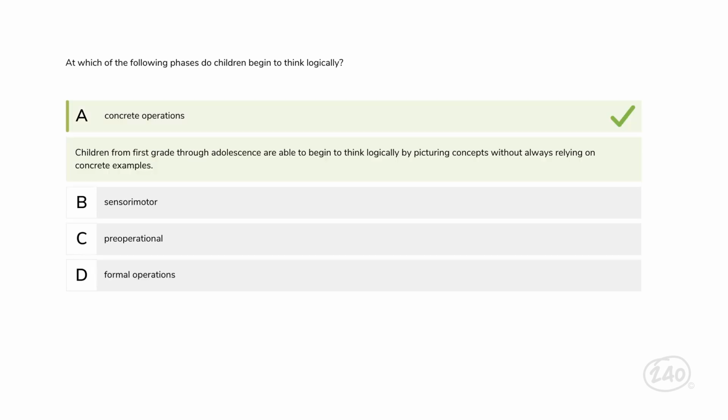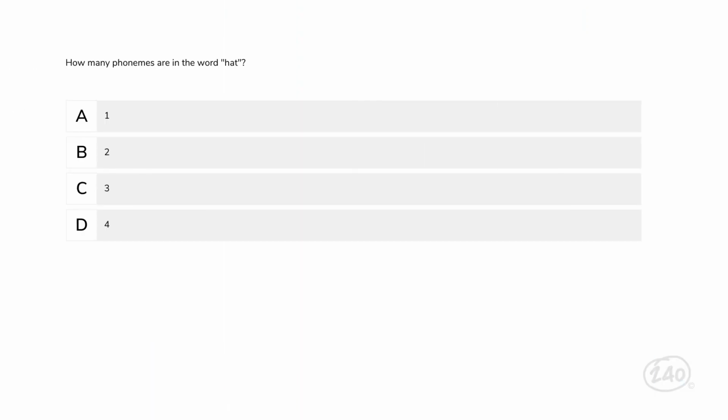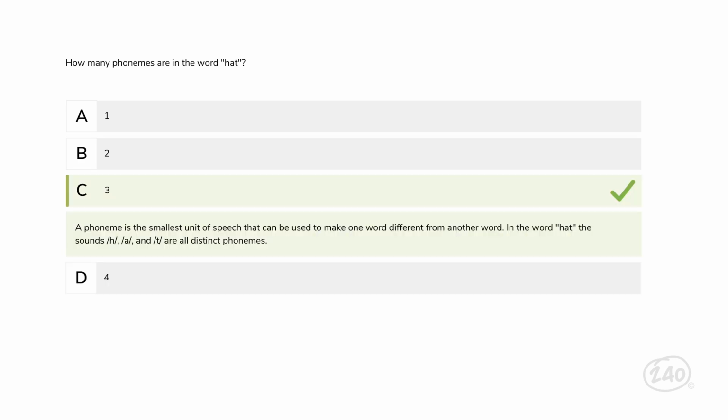Children from first grade through adolescence are able to begin to think logically by picturing concepts without always relying on concrete examples. Nice! How about we look at a question that focuses on phonological awareness? How many phonemes are in the word hat? A phoneme is the smallest unit of speech that can be used to make one word different from another. In the word hat, the sounds h, a, and t are all distinct phonemes, so 3 is the correct answer.